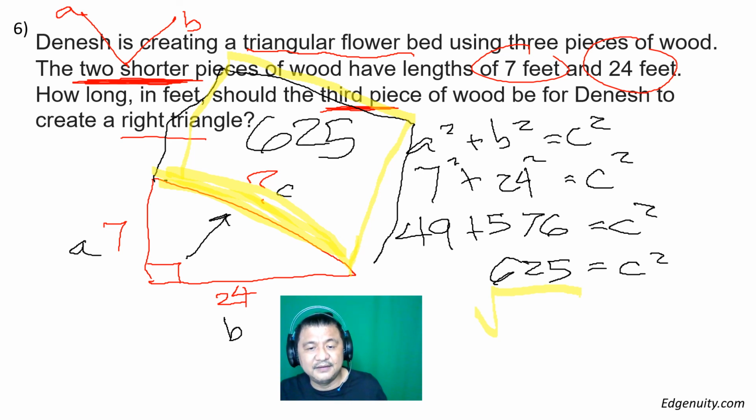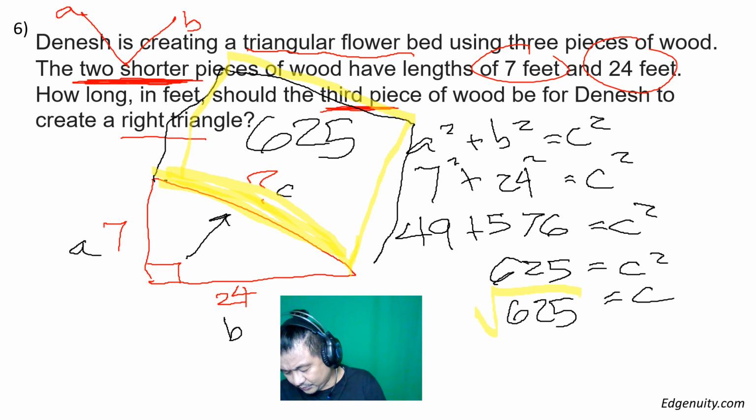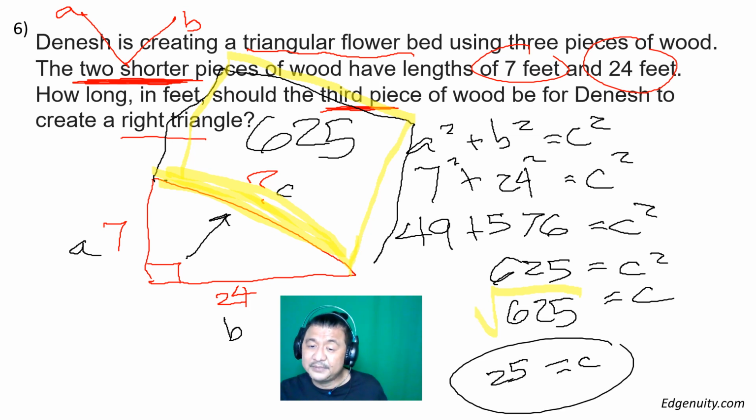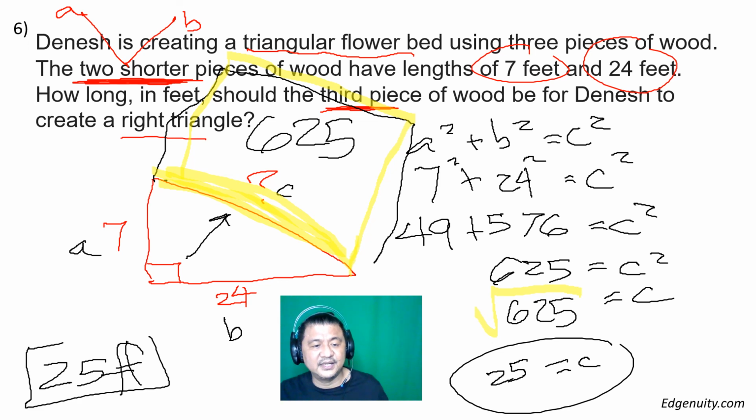In your calculator, you have that symbol. 625 will be your C. So if you get the square root of 625, you will get what? C is equal to 25. Because 25 times 25 is 625. So how long is the third piece? The third piece will be 25 feet. Okay, so that's it. That's how you use the Pythagorean theorem.